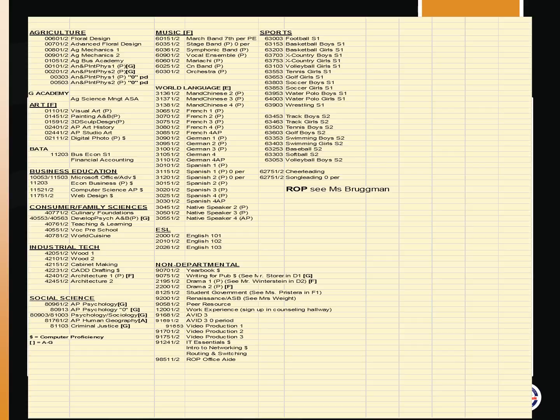Down at the bottom of the middle column, we have the non-departmental classes. As you can see, many of these classes require teacher signature. So starting at the top, we have Yearbook, Writing for Publication, otherwise known as a Stinger, Drama 1 and Drama 2, Student Government or ASB, Renaissance, Peer Resource, and if you have a job, a legal job, meaning you're not getting paid cash by Uncle Bob, we have Work Experience.